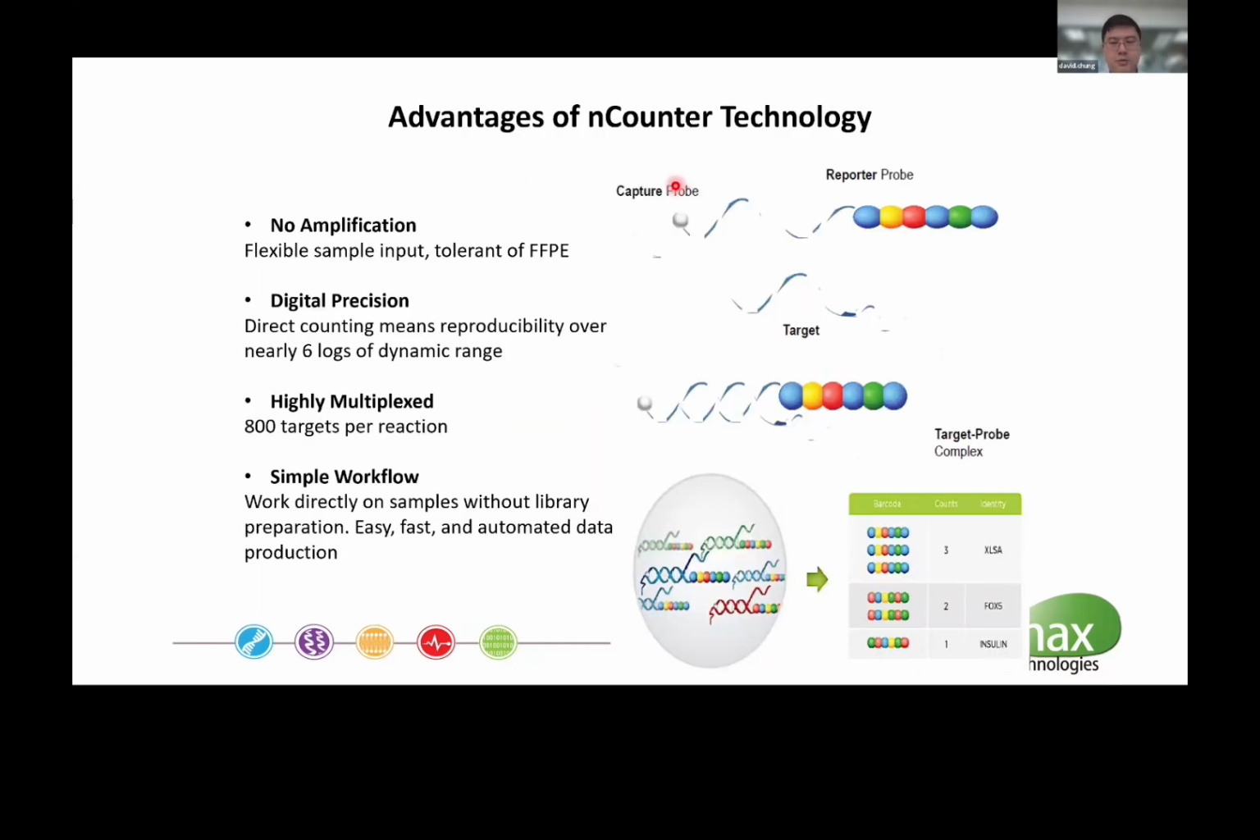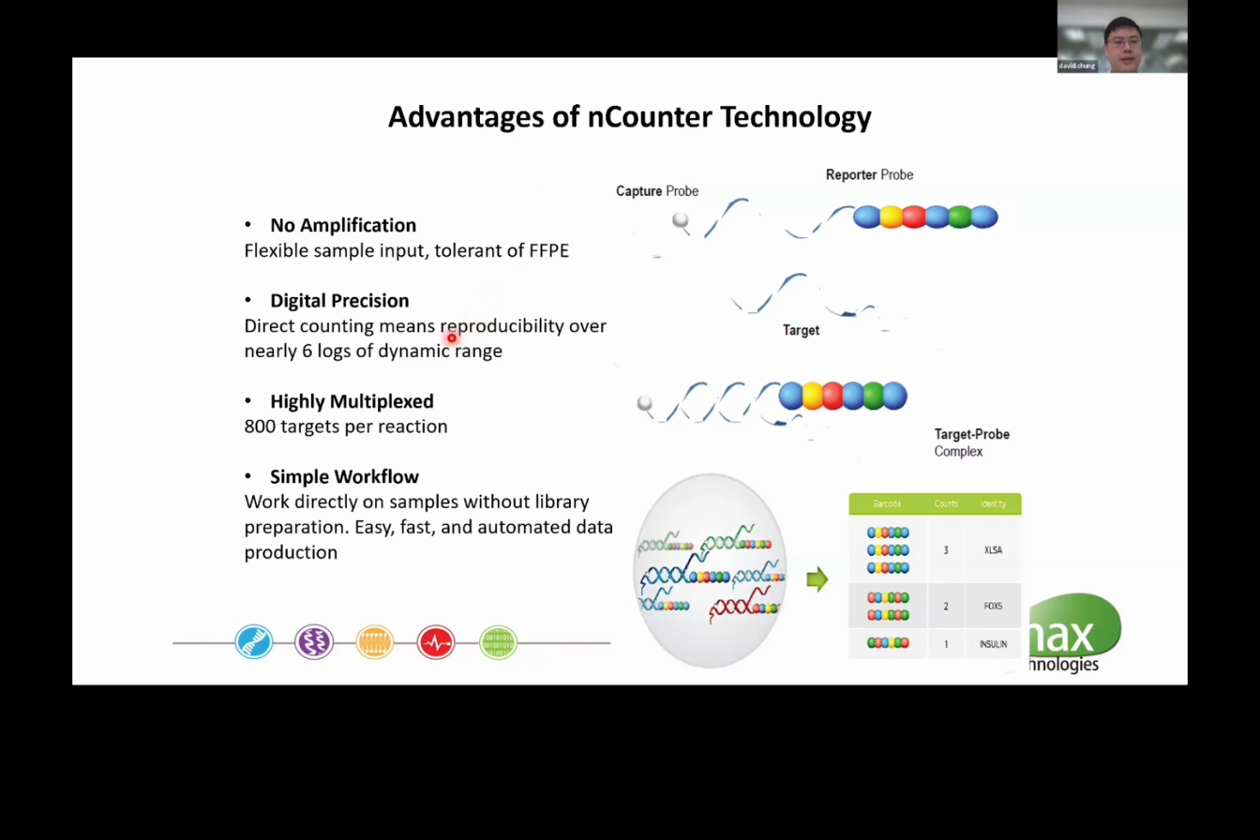So just to summarize the advantages of nCounter technology. As I mentioned earlier, there's no amplification. It works directly with total RNA that you extracted from your sample. For that reason, the sample input is very flexible. It's very tolerant to degraded samples like FFPE, and also more tolerant to sample contamination, for example, carryover from the extraction process, compared to other platforms.